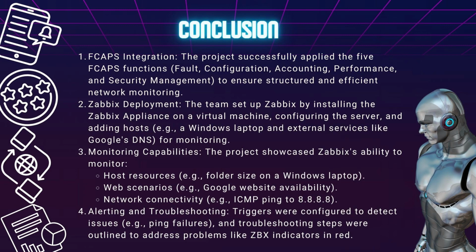And the last one is alerting and troubleshooting. We also implemented triggers to detect network issues such as high CPU usage or ping failures. When issues occurred, for instance when the ZBX indicators turned red, we followed specific troubleshooting steps to identify and solve the problem. So in summary, this project showed how powerful and flexible Zabbix is when it comes to real-time monitoring, problem detection, and network control, which is all aligned with the FCAPS model.